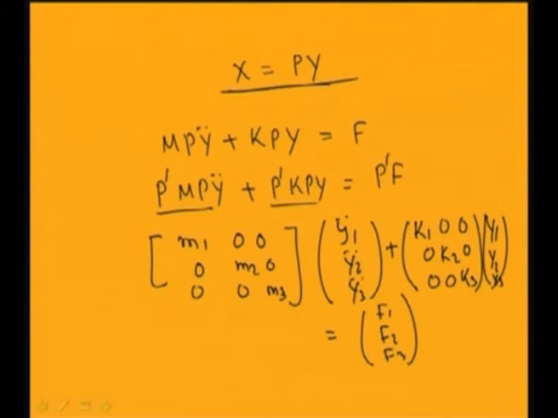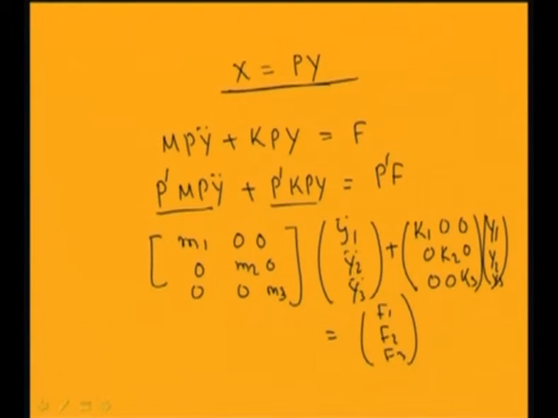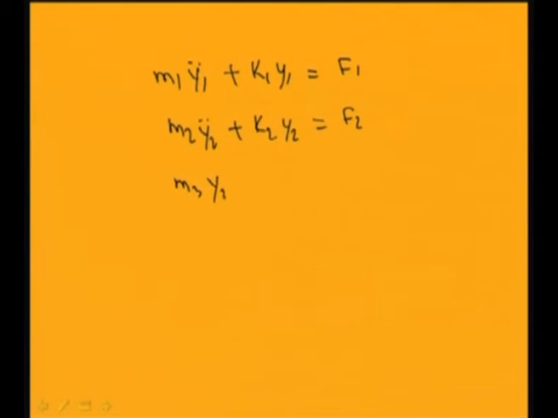So this multi-degree of freedom system equation is now converted to a set of uncoupled equations, which can be written in this form: M1 Y1 double dot plus K1 Y1 equal to F1, and M2 Y2 double dot plus K2 Y2 equal to F2, and M3 Y3 double dot plus K3 Y3 equal to F3.